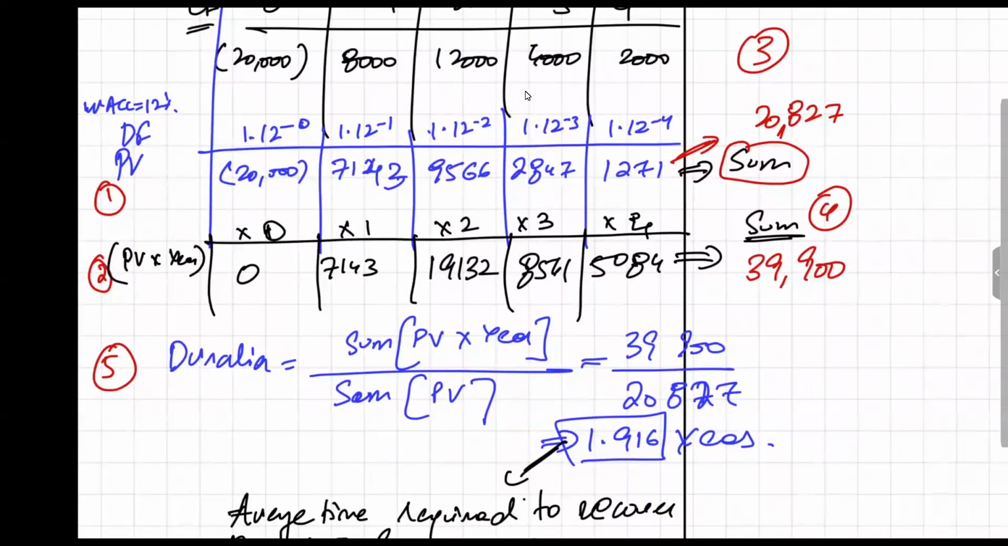So there are these five steps. What are those five steps? You have to establish the present value of the cash flows. Then you have to establish the present value multiplied by number of years. Then you have to calculate the sum of the present values and the sum of the present value into year. You compare them so you get the duration in terms of number of years.